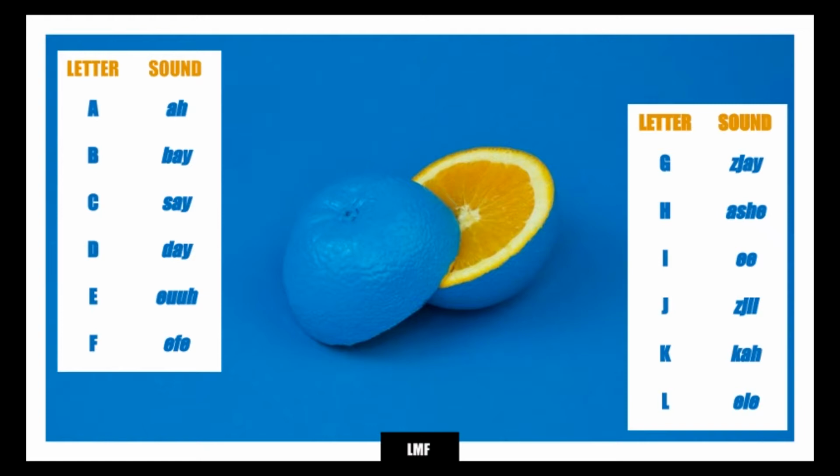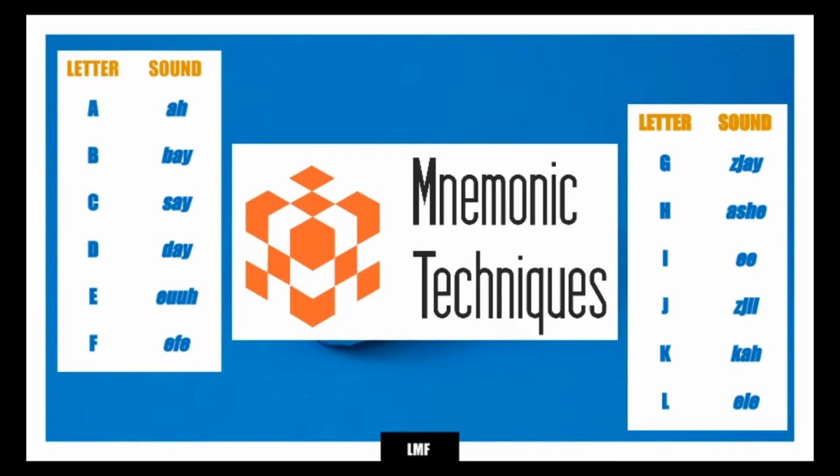A, B, C. Now, I bet you think of those three letters differently. D. A, B, C, D. D, to me, makes me think of a day, like day versus night. And those are mnemonic techniques. It's a memorization technique.